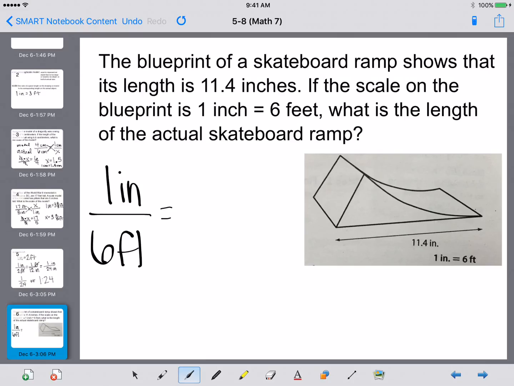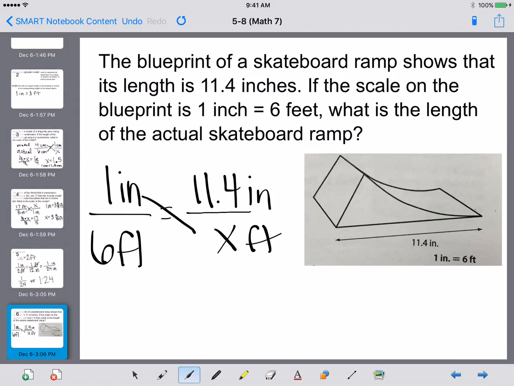On our actual skateboard ramp, we have 11.4 inches. Sorry, on the scale. We want to know what that is in the actual skateboard ramp. So we put our scale up on top, just like how our 1 inch was up on top there. And we don't know what this is, so I'm just going to put x. How do we solve for x? And it's x feet. You cross multiply.